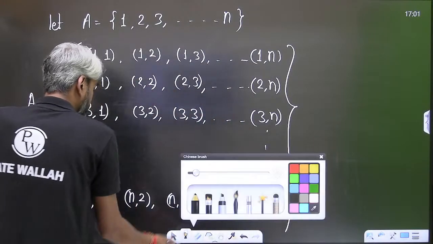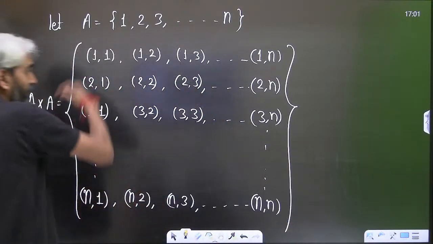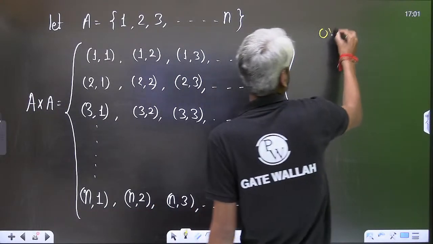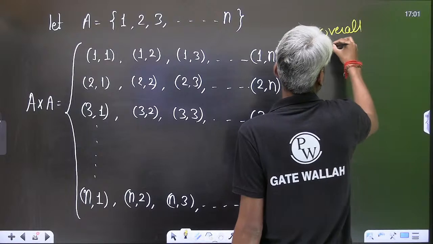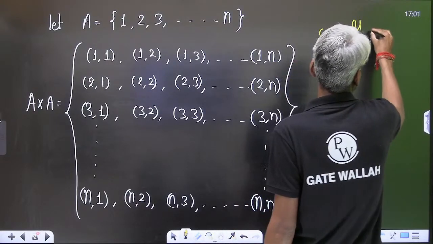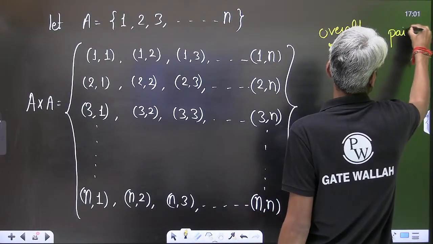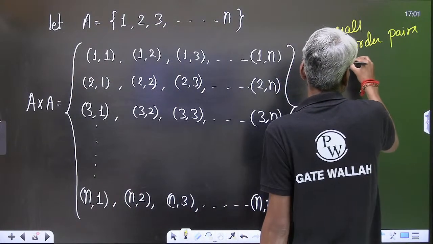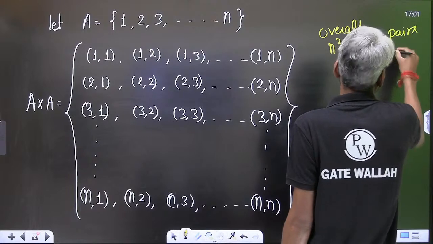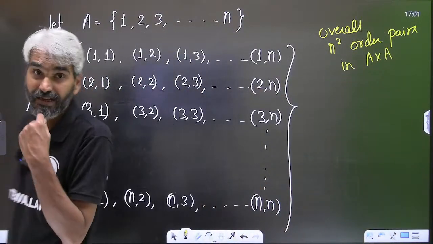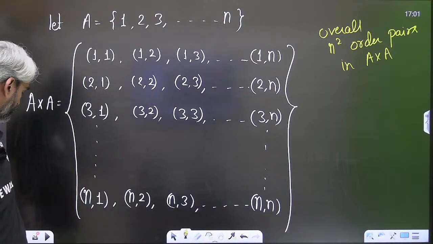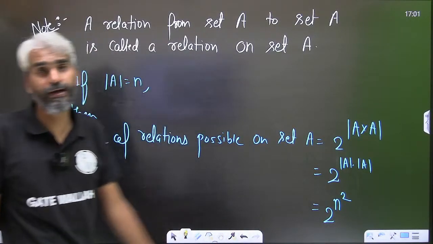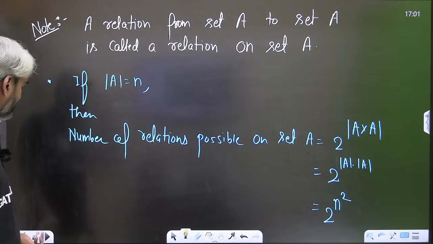I hope you understand. So how many ordered pairs are there, sir? Overall, n square ordered pairs in A cross A. Therefore, how many subsets are possible if the cardinality is n square? 2 raised to the power n square. So 2 raised to the power n square subsets are possible, and each one of those subsets will represent a relation on set A.